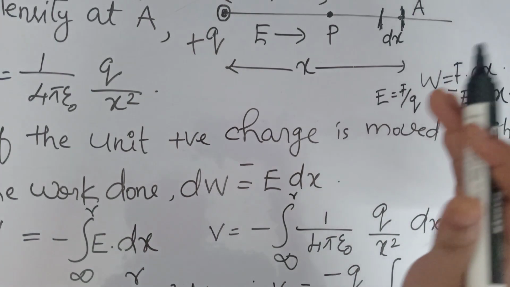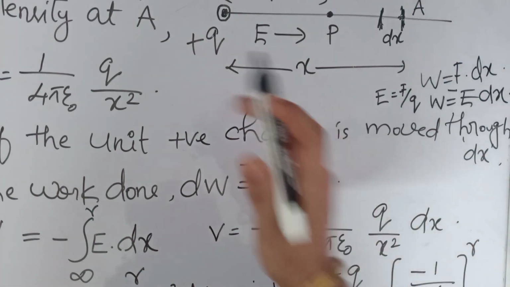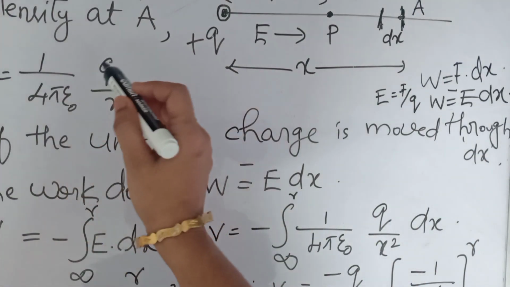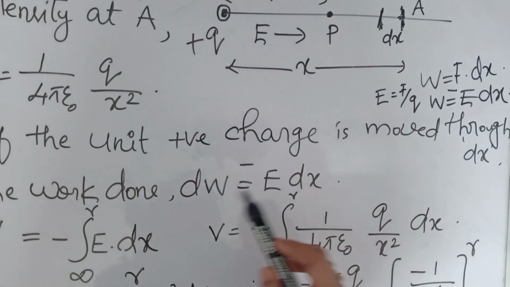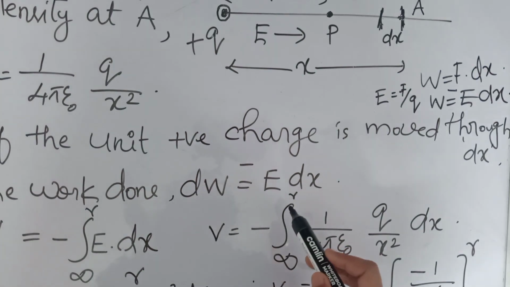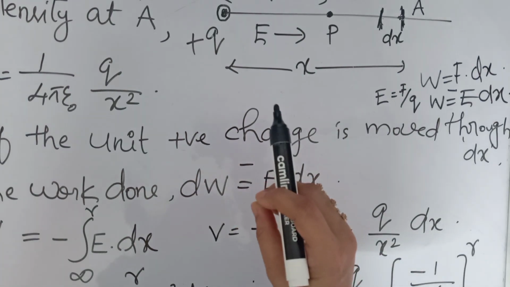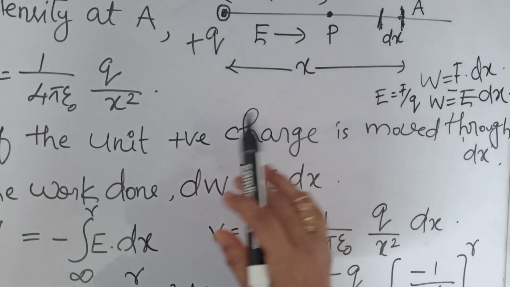So here we are calculating the work done and we know the electric field. So it is very easy to find the work done by using the equation minus E dx. Okay, so dW only we are finding here. That means only small work done we are finding here. Then the total work done we have to find.